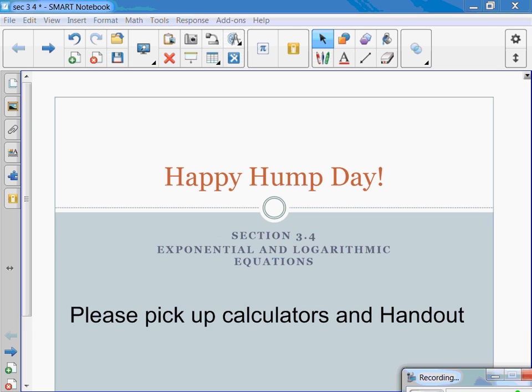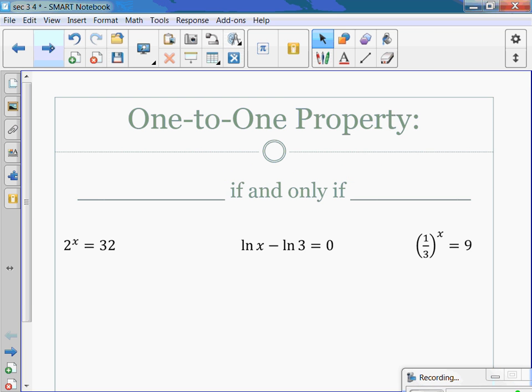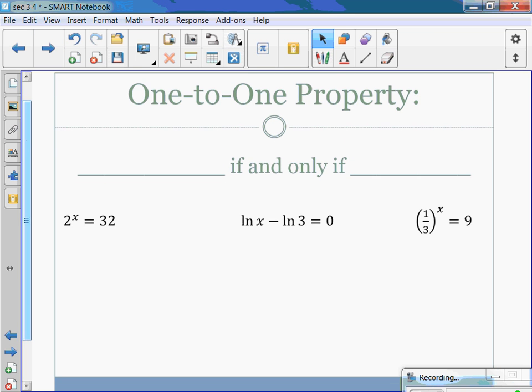With the properties of our logarithms and our exponentials helps us today when we're looking at solving these equations with logarithms and exponentials. Same properties we did before we'll be utilizing here, in particular with our one-to-one property.